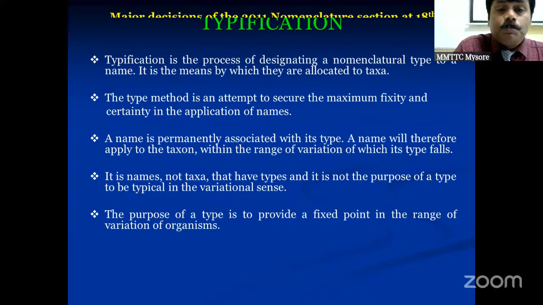So a name is permanently associated with its type. A name is therefore applied to the taxon within the range of variation of which the type is part. Please note down: it is names, not taxa, that have types. According to the circumstances, the nomenclature gets changed. The first one, which is validly published, is the holotype. The second one is obviously the isotype, a duplicate of the holotype. For various reasons we collect 6 specimens.